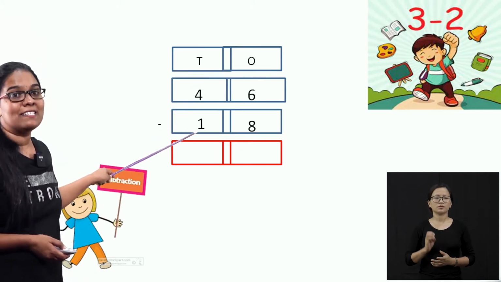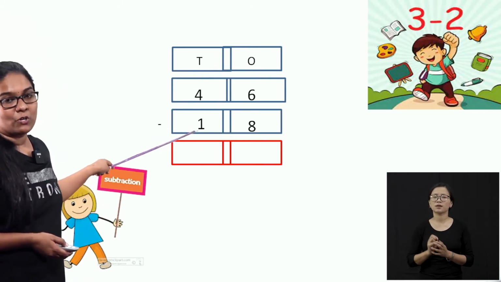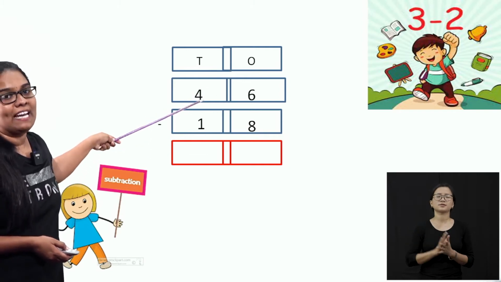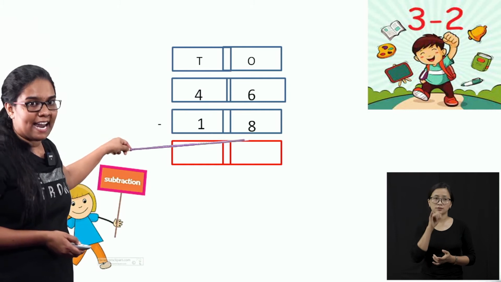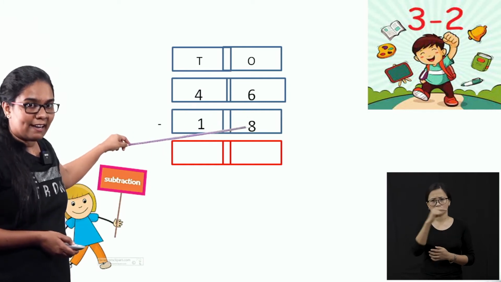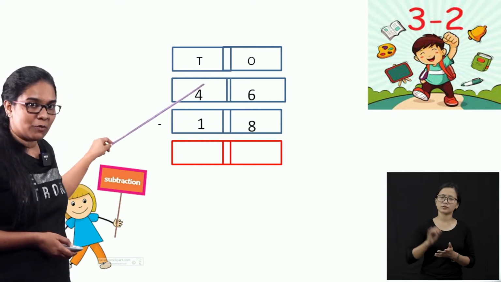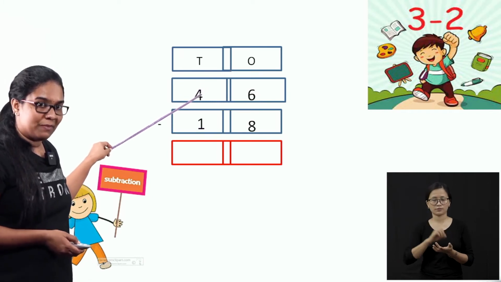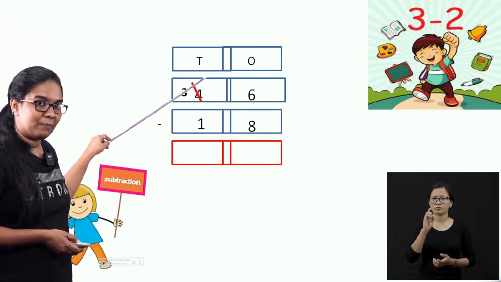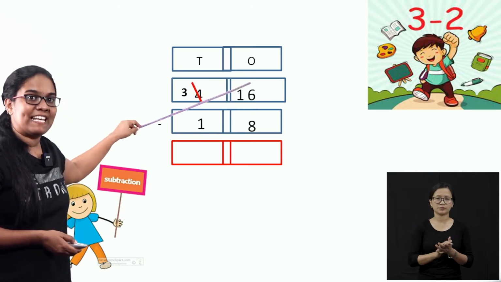Okay, then look here. One more example. 46 minus 18. We want to subtract 18 from 46. Here in the ones place, 6 and 8. We can't subtract 8 from 6. So we are going to borrow a 1 from here. When we borrow a 1, this 4 became 3 and this 6 became 16.